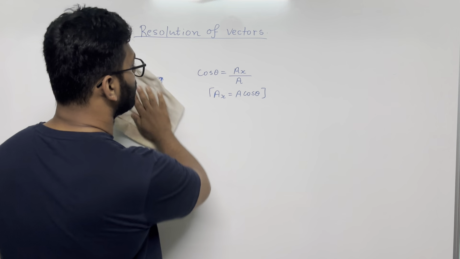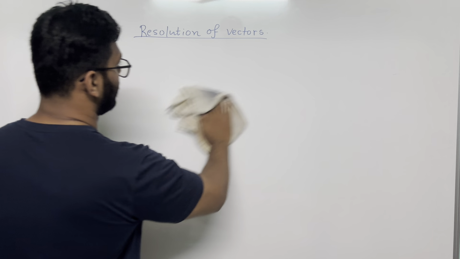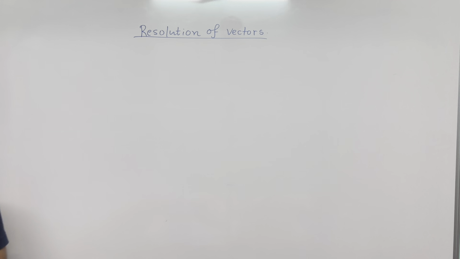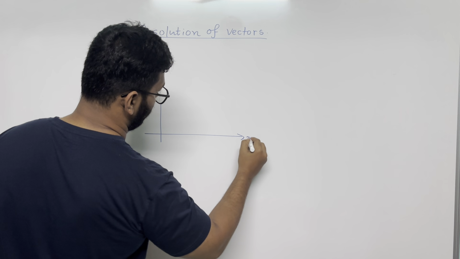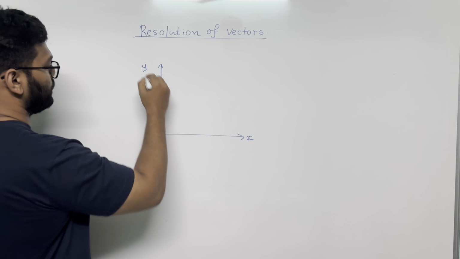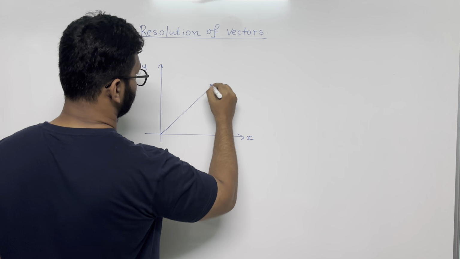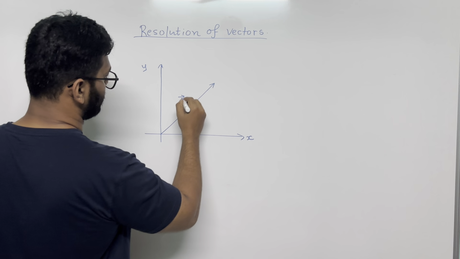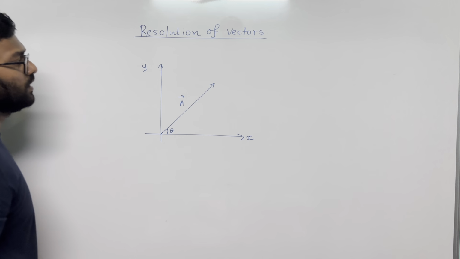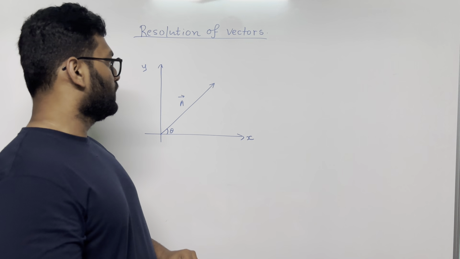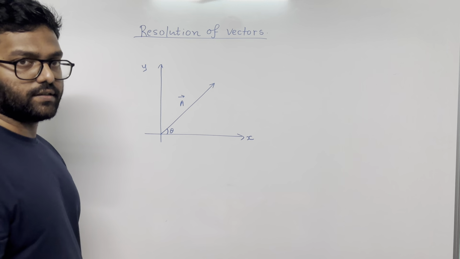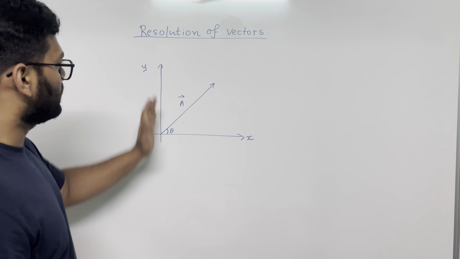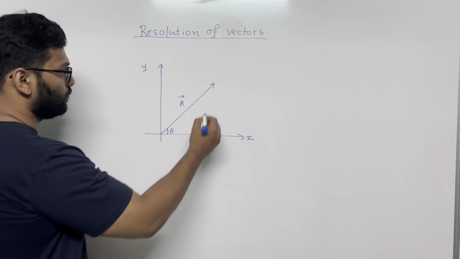Suppose we have a coordinate system, x-axis and y-axis. For this case, I am going to talk about two-dimensional resolution. Suppose I have two directions, x direction and y direction. There is a vector like this. Let me call this vector a bar, and let's say this is angle theta. What do I mean by resolution of a vector? The resolution of a vector says that this vector can be broken into two vectors, one along the x-axis and another along the y-axis. Let's see how we can do that.